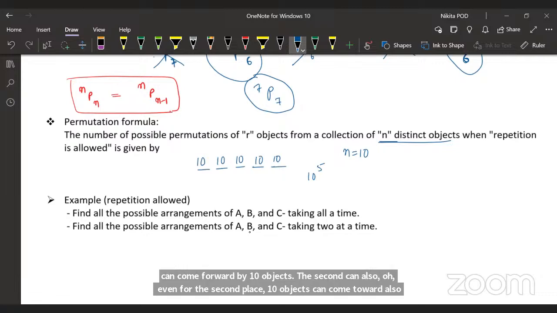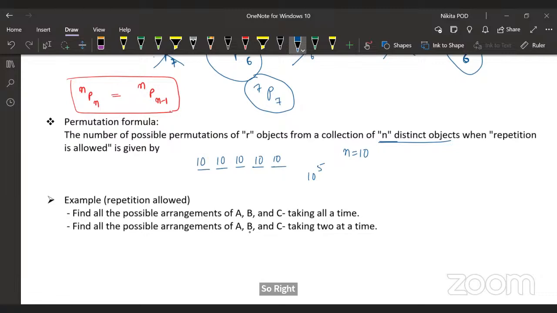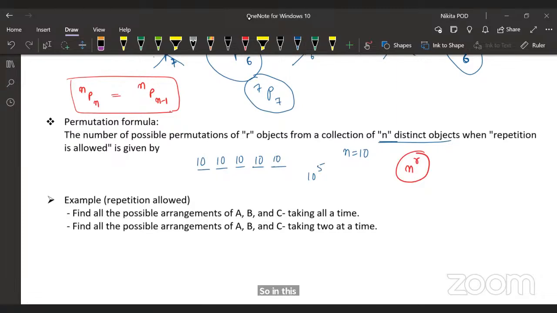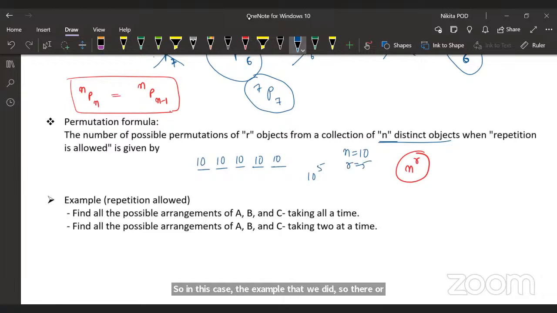So when you generalize this, when you have n distinct objects and you want to make the possible permutations of r objects, this comes out to be n to the power r. In the example that we did, n was 10 and r was 5.